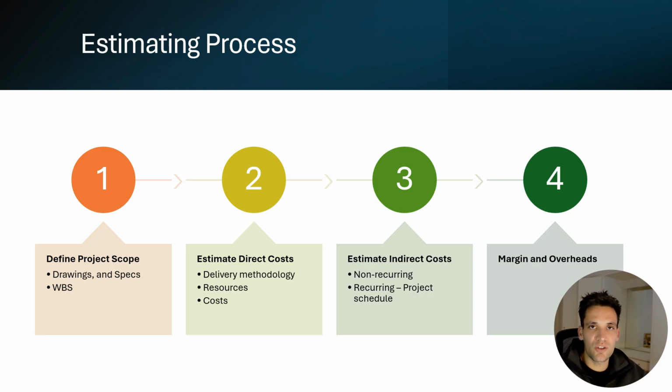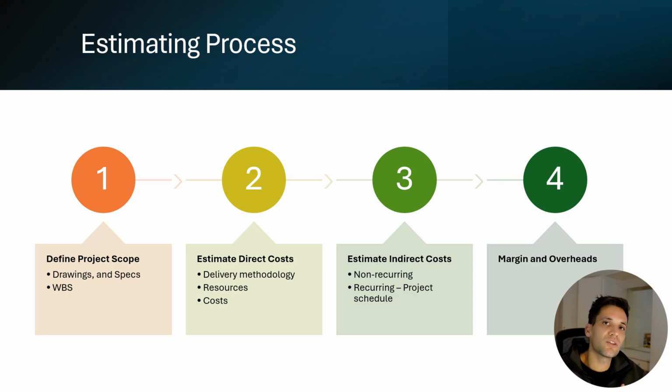To establish our direct costs, we'll need to come up with a methodology. So we'll need to work out how we're going to complete the work. We'll need to allocate resources to these tasks. So work out what resources we need. Are we going to use subcontractors? Are we going to self-perform the works? How exactly are we going to do the works and what resources are we going to need? And then we'll need to allocate costs to each of these resources.